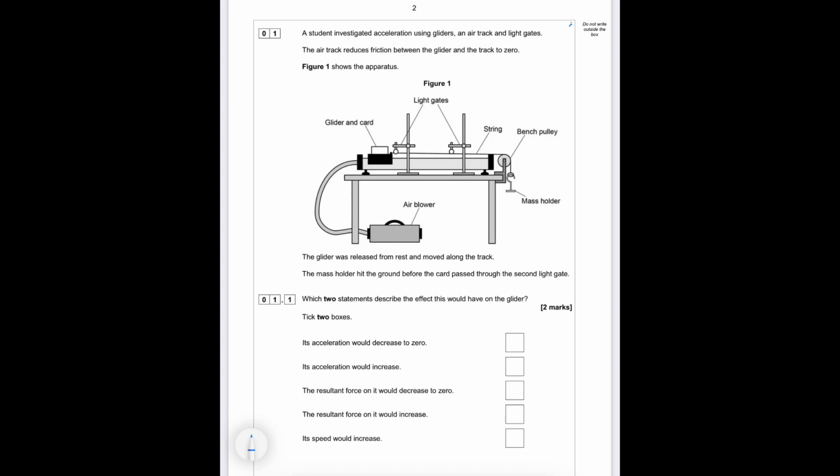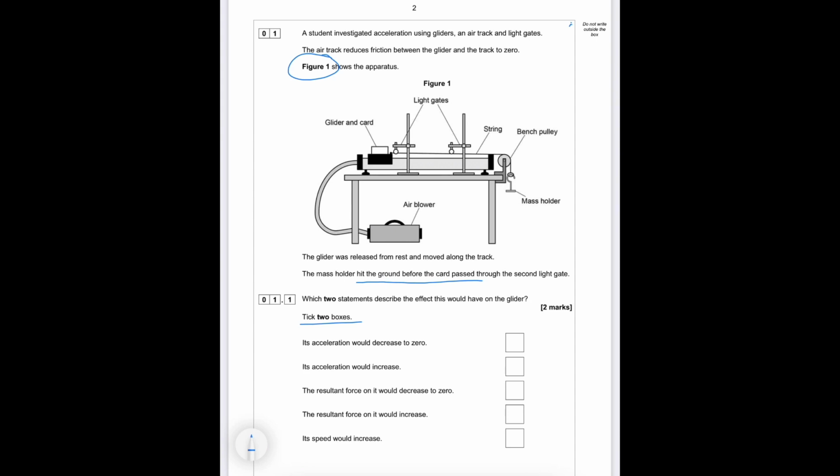light gates. The air track reduces friction between the glider and the track to zero. Figure 1 shows the apparatus, so we've got a diagram of our apparatus here. The glider was released from rest and moved along the track. The mass hit the ground. Now this is important. It hit the ground before the card passes through the second light gate. And we've got to say which two statements describe the effect this would have on the glider.